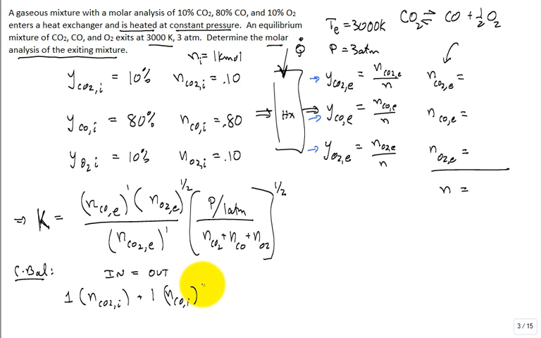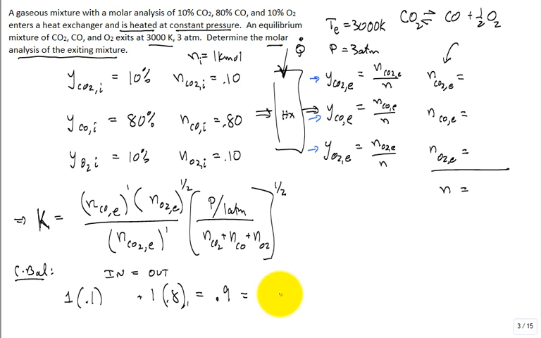So, substituting numbers, this is 1 times 0.1, 1 times 0.8. And so what flows in is 0.9 kilomoles of carbon coming in. That's how many carbon have to go out. So the in's equal to the out.